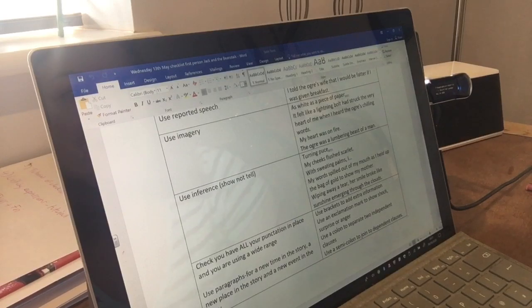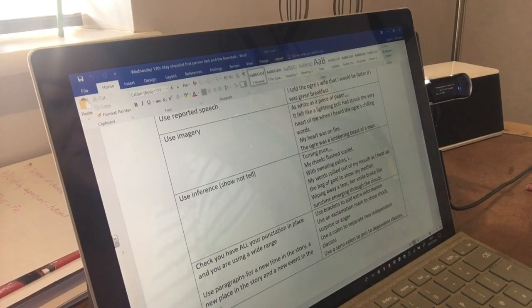So my example is, "I told the ogre's wife that I would be fatter if I was given breakfast." Use imagery, just like you did yesterday. So, "As white as a piece of paper, it felt like a lightning bolt had struck the very heart of me when I heard the ogre's chilling words. My heart was on fire. The ogre was a lumbering beast of a man."